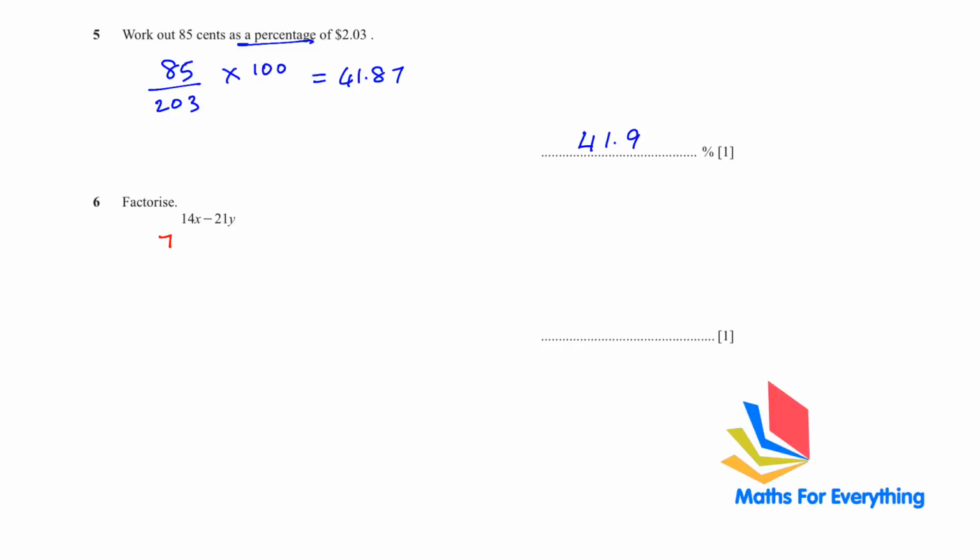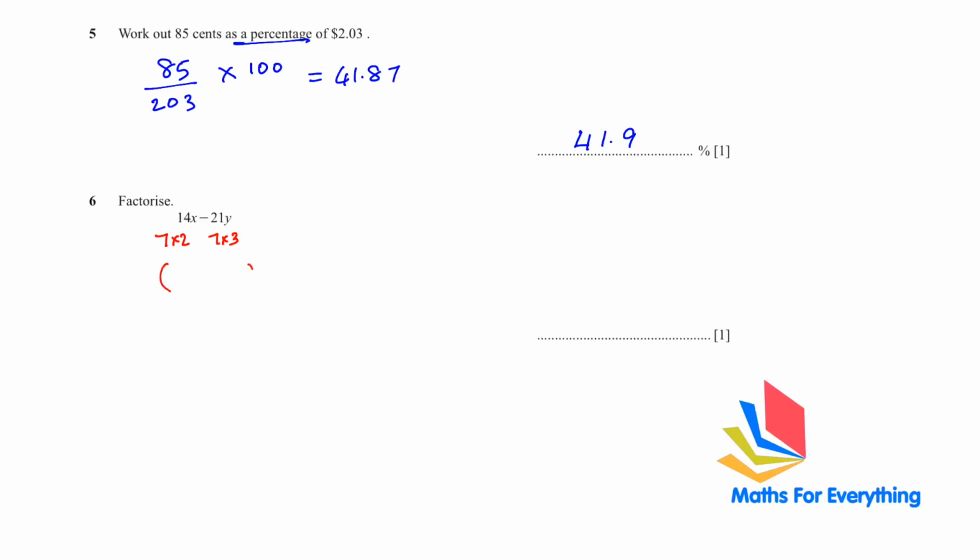We know that 7 times 2 is 14 and 7 times 3 is 21. So what is common here? 7. We keep the 7 out and then we are left with 2x and 3y if we remove the 7 out. Or you can use another method, the calculator method.